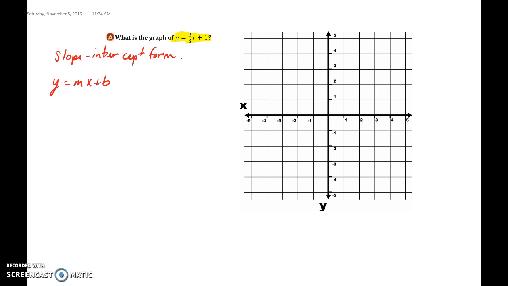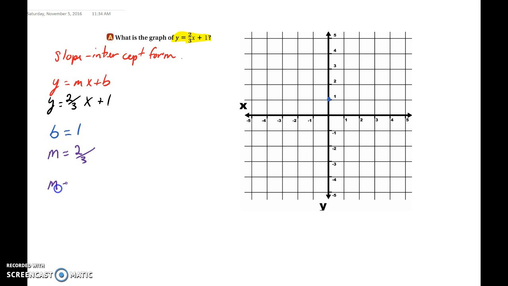So that means the equation that we have is y is equal to 2/3 x plus 1. So whatever is being added at the end, that is our y-intercept. That's our b. So our b is equal to 1. So what this tells me is that my graph is going to intercept my y-axis at 1. Right now, whatever is being multiplied to our x is our slope. So our m is equal to 2/3.